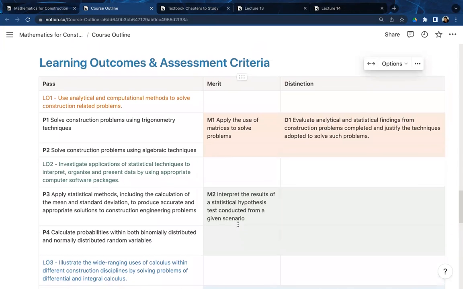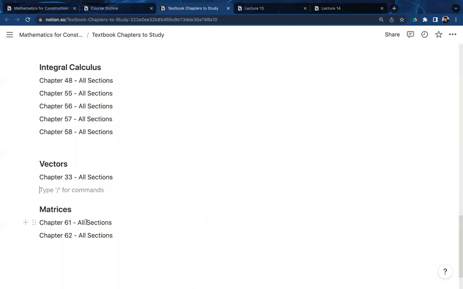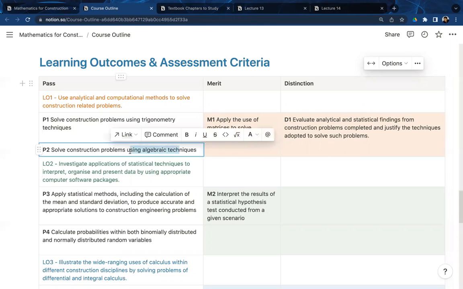We are doing trigonometry first. If you scroll up here, you'll see trigonometry here, matrices. I'll tell you all the chapters to study for matrices, right? I'll go over that soon. We already do the algebra. That was the first 10 lectures in the course, right?